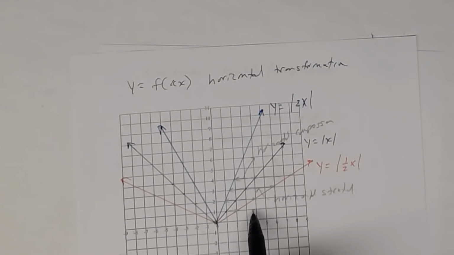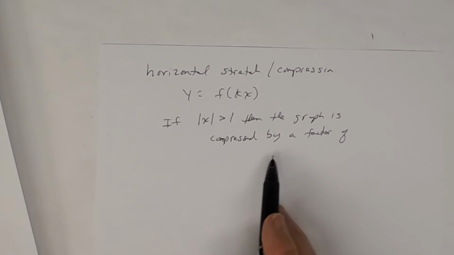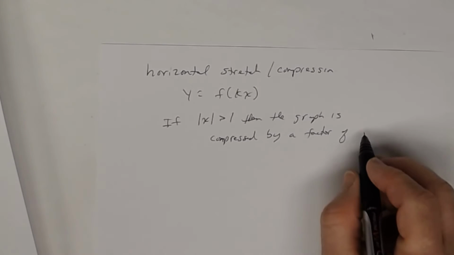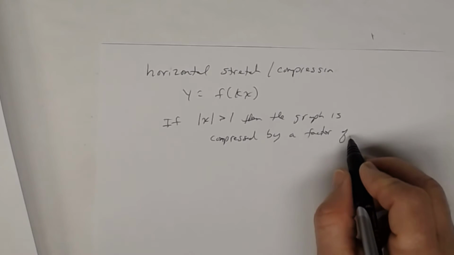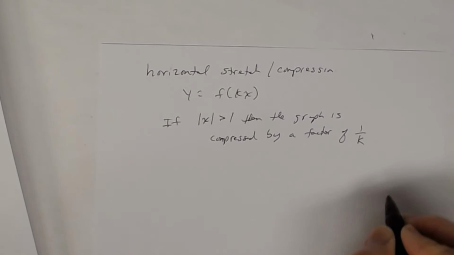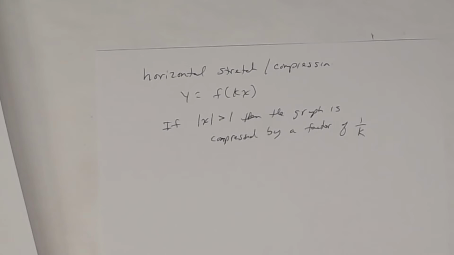We took the x coordinate here, right here, and we divided by 2. Notice this x coordinate here is 4. 4 divided by 2 is 2. So I went from here to here. Okay? So you can divide by k. Dividing by k means the same thing as multiplying by 1 over k. So the graph is compressed by a factor of 1 over k.